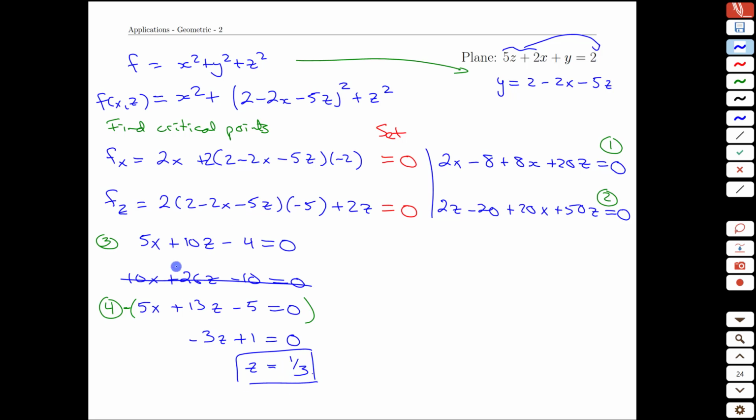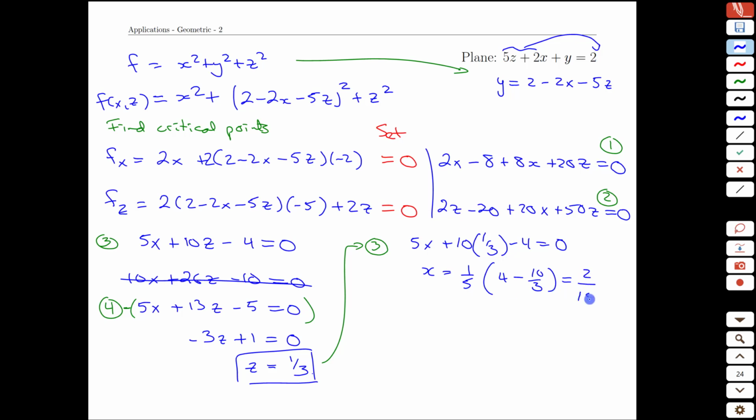Once we have z, we can sub that into any of the other equations we had. Let's put it into 3, because it has nicer numbers in it. Sub that into 3. We get 5x's plus 10 times 1/3 minus 4 equals 0. X is going to be 1/5 times positive 4 minus 10/3. And if we get our fraction calculator out on that, we end up with 2/15.